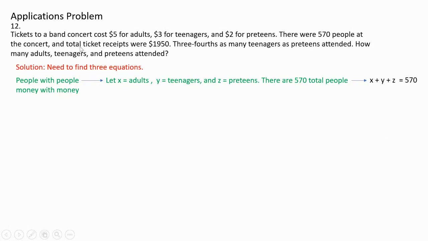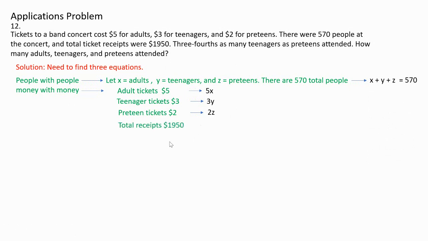Now, let's do money with money. So we know $5 for the adult tickets, so it's going to be 5X. And then for the teenagers, that was represented by Y, so it's going to give us 3Y. And finally, $2 for preteens, and Z represents preteens, so it's going to be 2Z. And what was the total income, or what was the total amount? 1,150. So we got my second equation, which will be 5x plus 3y plus 2z equals 1,150.